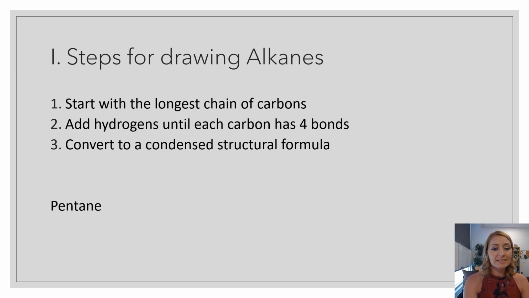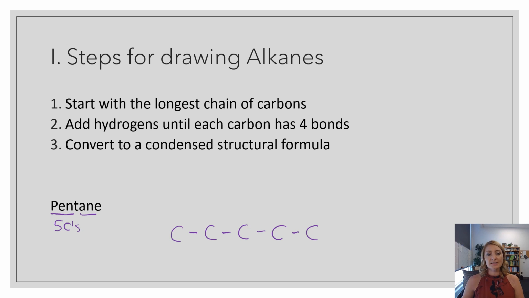All right, so pentane. Pent tells me that I have 5 carbons, and ane tells me they're all single bonds. It's an alkane. So let's start with the longest chain. 1, 2, 3, 4, 5. I'm going to draw a little bond line there. You'll see what I do with these soon. Okay, so that takes care of my 5 carbons. There's no branches on here, at least the name doesn't tell me there's any branches.